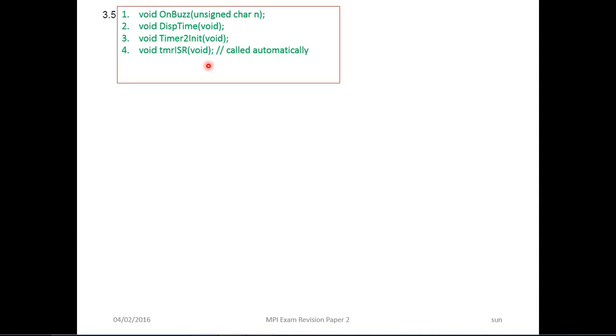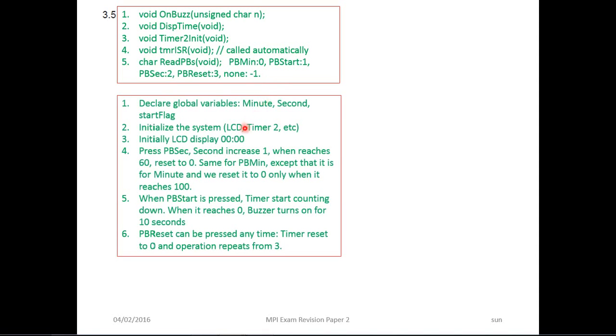We are also given a function readPB to detect which push button is pressed. The function returns 0 if PB min is pressed, 1 if PB start is pressed, and so on. What we need to do in the program is as follows. Firstly, we need to declare global variables minute, second, and start flag.